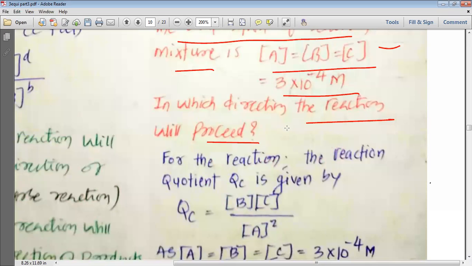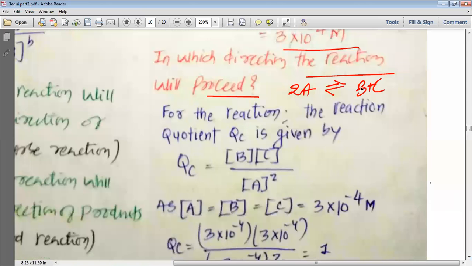So they have given us Kc. We just need to find out the Qc. We are given the reaction 2A gives B + C. So our products are B and C, and the reactant is 2A, and that's why we write Qc is equal to the concentration of B times the concentration of C divided by the concentration of A to the power 2, because the stoichiometric coefficient for A is 2.